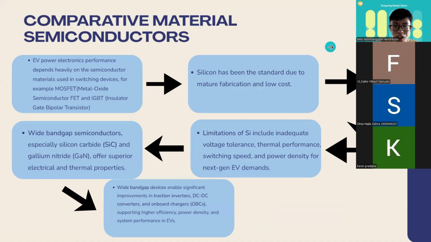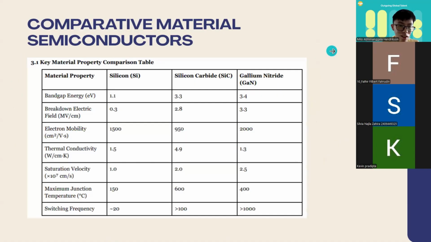So silicon has been the standard due to its mature fabrication and low cost. Thus, the limitations of silicon include low voltage tolerance, thermal performance, slow switching speed, and power density for next-gen EV demands. So the solution by the researchers is making wide bandgap semiconductors such as silicon carbide and gallium nitride. Thus, these wide bandgap devices will enable significant improvements such as in traction inverters, DC-DC converters, and onboard chargers. Here is the conversion table for the material properties.